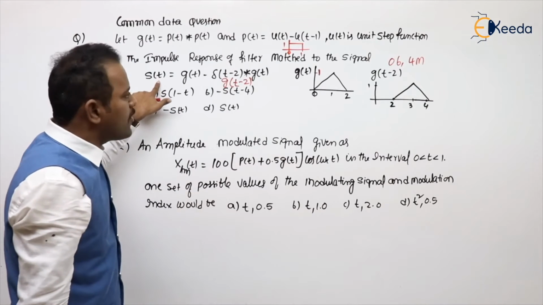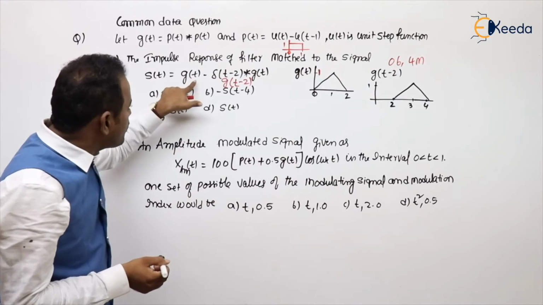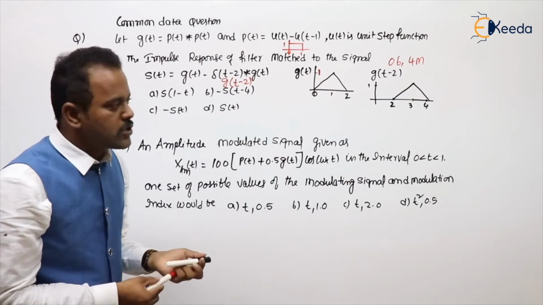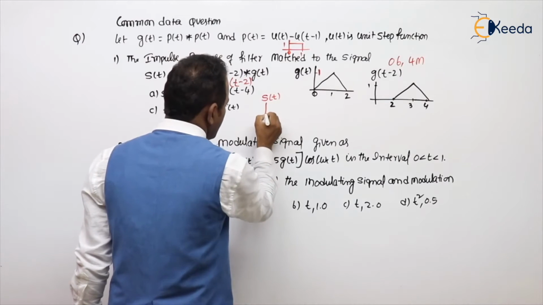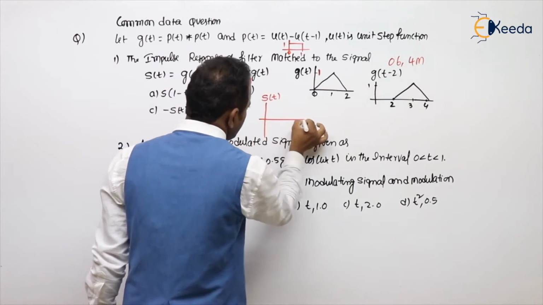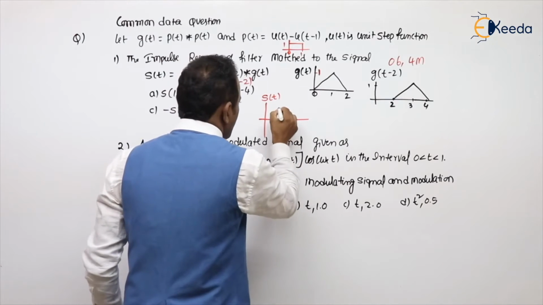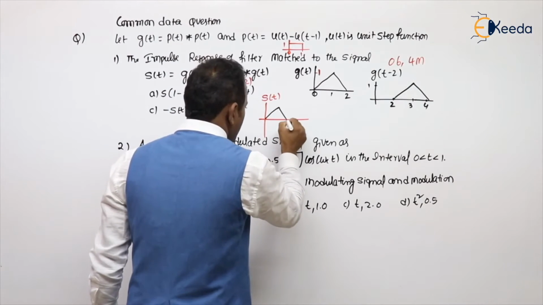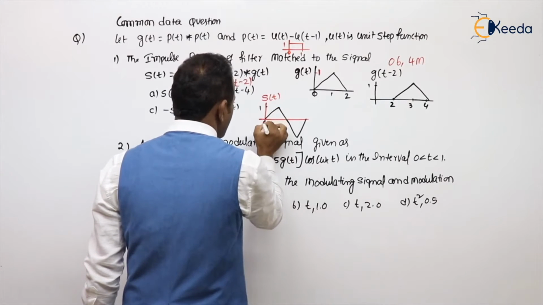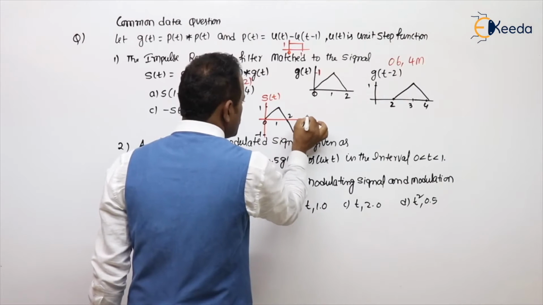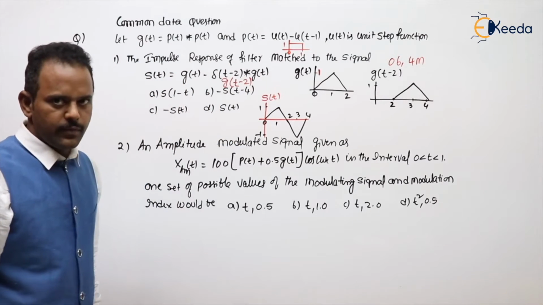Then what is s(t), sir? s(t) is nothing but g(t) minus g(t minus 2). So I can write here s(t) is nothing but g(t), which is from 0 to 2, minus g(t). So minus 1, 1, 0, 1, 2, 4. This is 3. That is s(t).